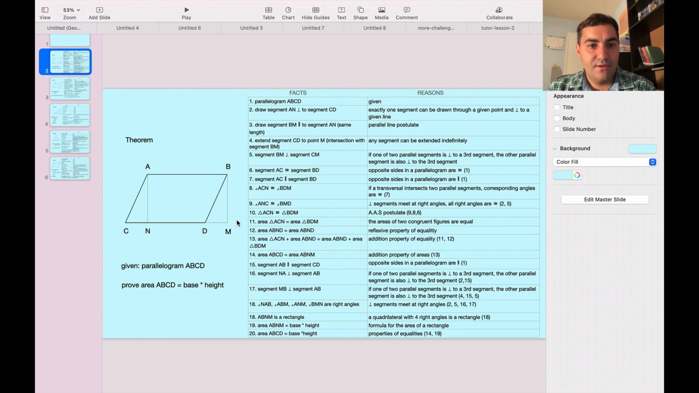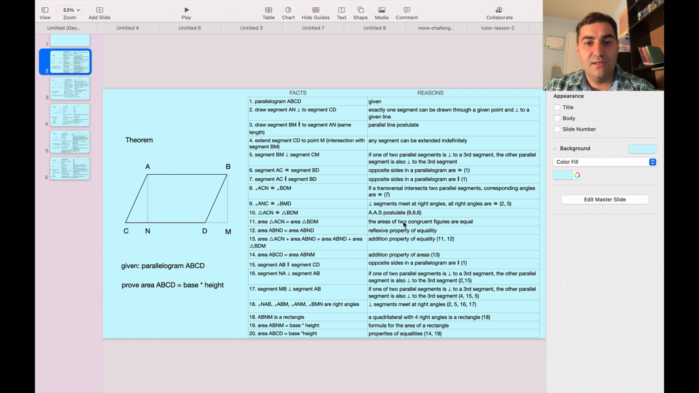Okay, we also know that angle ANC is going to be congruent to angle BMD because we know perpendicular segments meet at right angles, right? And all right angles are congruent. So we can apply the angle-side postulate to get triangle ACN congruent to triangle BDM, right? Because we know the length of AC and the corresponding length of BD, so these two sides are congruent, right? And then we know angle C and its corresponding angle D are congruent, and this angle N and its corresponding angle M are also congruent. So that's how we apply the angle-side postulate.